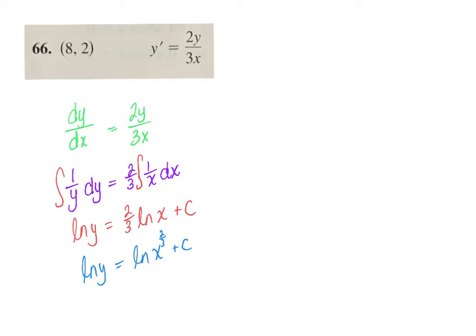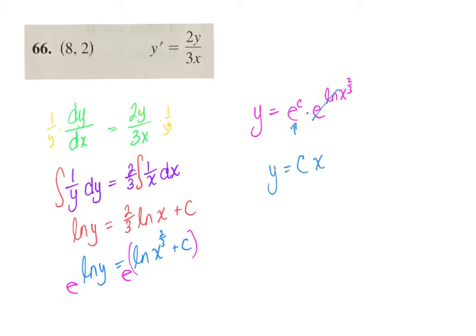And then we can do our base e to get rid of those natural logs. So on the left-hand side, we have y. On the right-hand side, remember, when we have addition in there, that's just two bases with the same. So we have e to the c times e to the natural log of x to the 2/3. And so what happens over here is this is just a constant, and those two cancel out. So we have y equals c x to the 2/3.